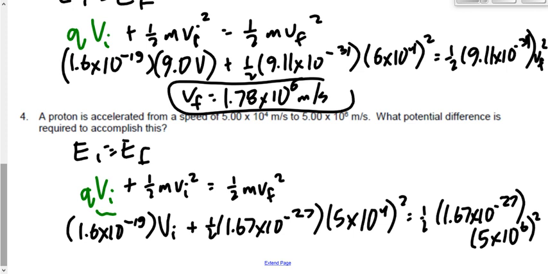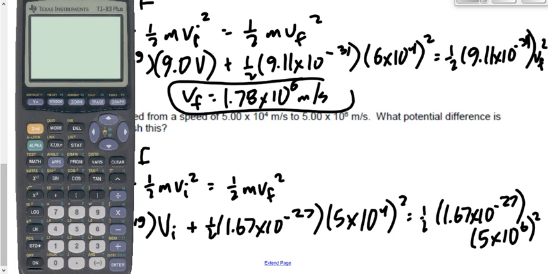Okay, I think what I want to do this time is solve for the right-hand side first. So let's say 0.5 on the right-hand side times 1.67 times 10 to the minus 27 times 5 times 10 to the 6. And because I use the EE button, I don't need to worry about the brackets when I go to put the exponent in there. Okay, there's the right-hand side.